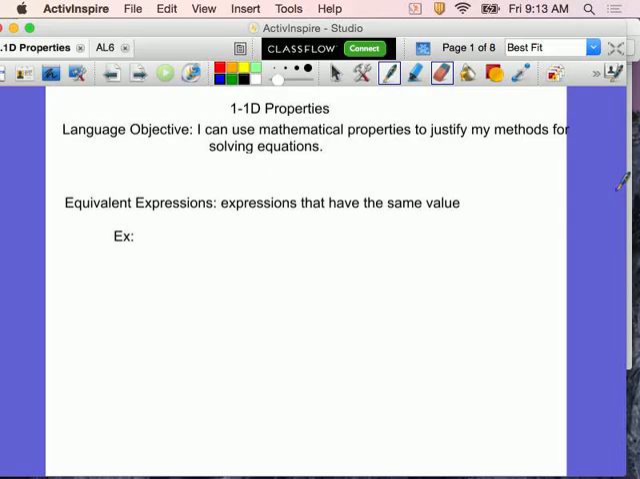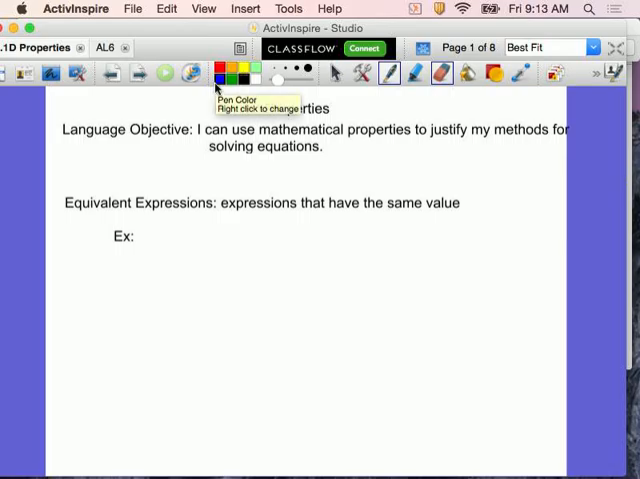So your objective today is to use mathematical properties to justify methods for solving equations. Actually, we're going to simplify expressions today, but we will be solving equations soon. So first, we're going to talk about what an equivalent expression is. There are expressions that have the same value, but they don't always look the same.